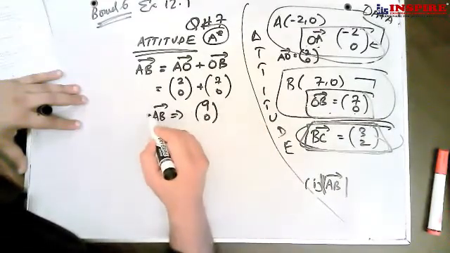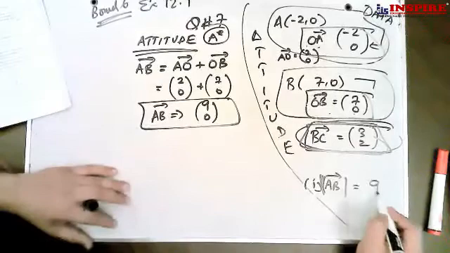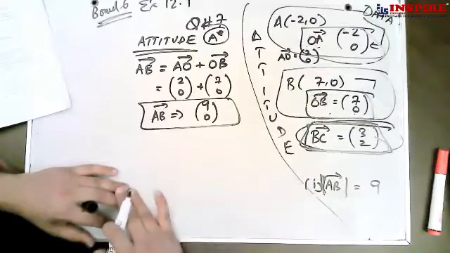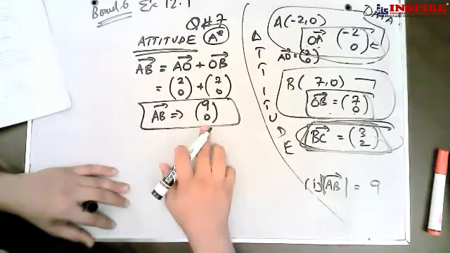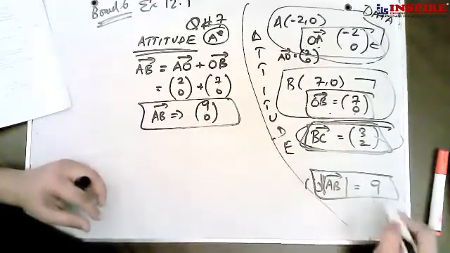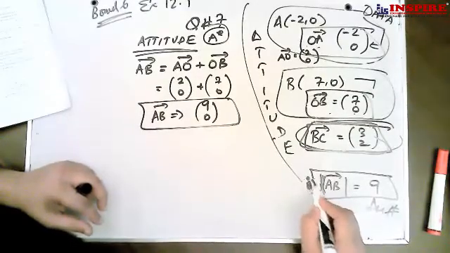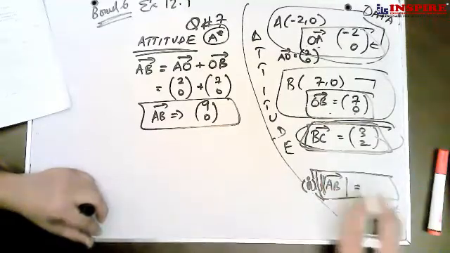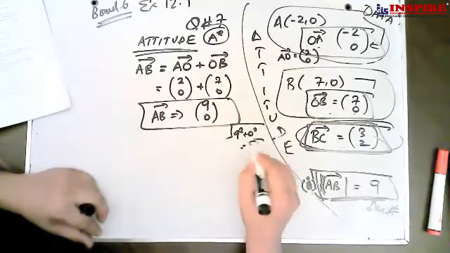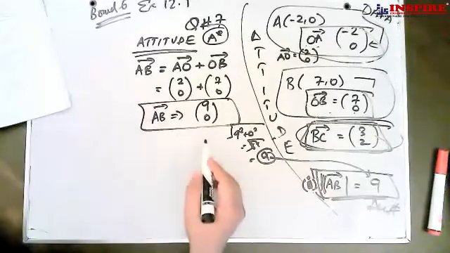Hang on. What's the magnitude of AB? I wrote down 9 here because the magnitude is the root of 9 squared plus 0 squared, the root of 81. Okay, that's first part done. So what's the magnitude of AB? 9 squared plus 0 squared, the root 81, the root is 9. Part 1 down. Part 2.